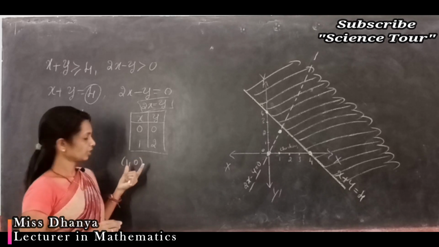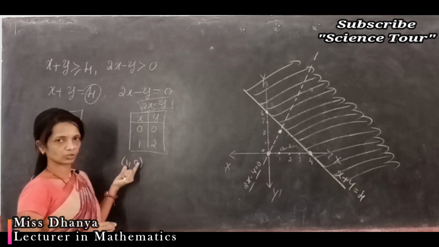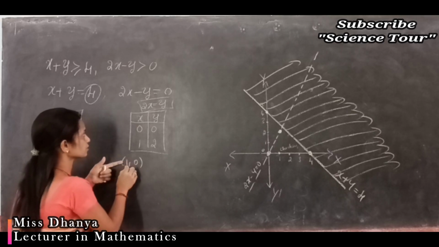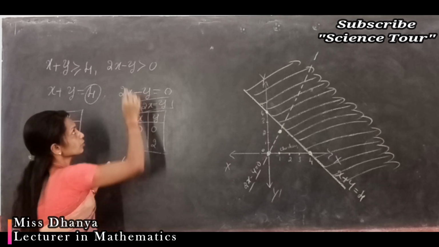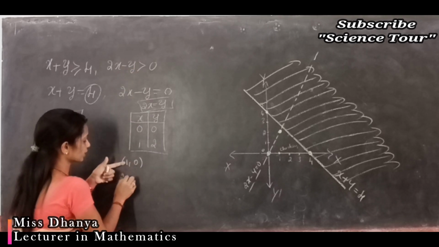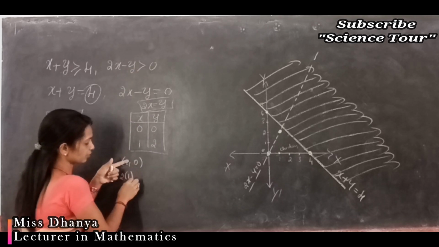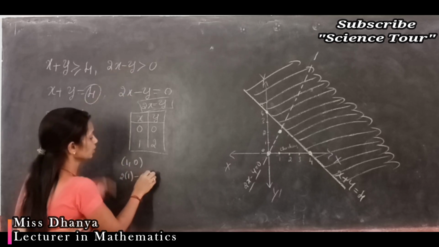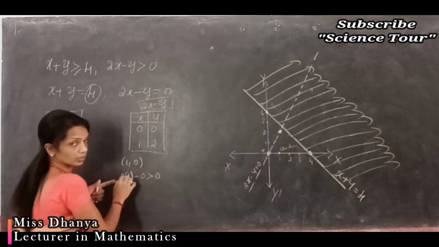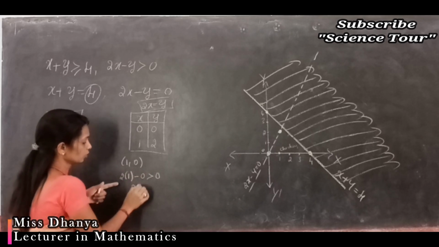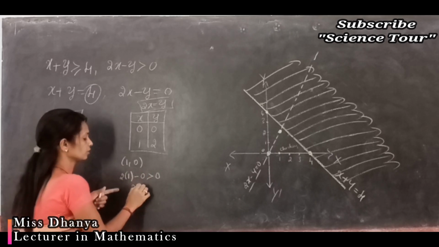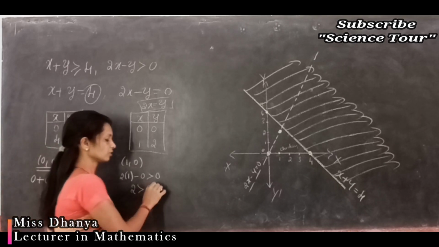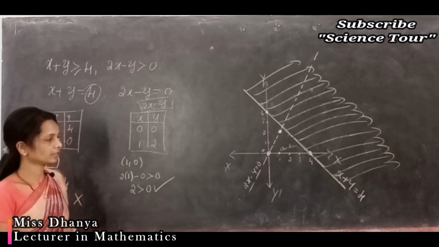So now what next? In the x place you have to use the x coordinate, in the y place you have to use the y coordinate. Replace x by 1 and y by 0 in the inequality: 2x, x place x coordinate 1, then minus y, y place y coordinate 0, then greater than 0. 2 into 1 is 2, 2 minus 0 is 2. Greater than 0. Whether 2 is greater than 0? Yes, right? So this is the correct inequality.